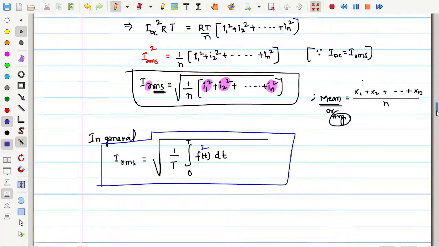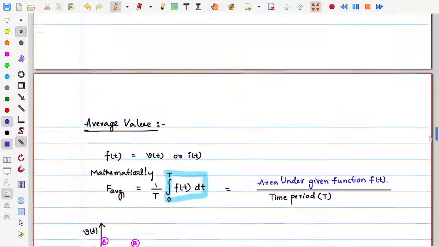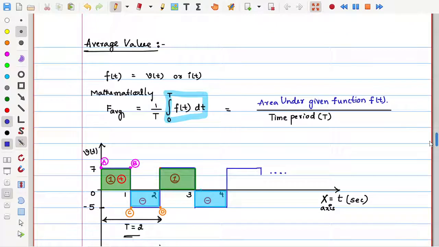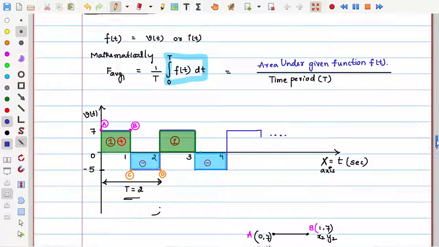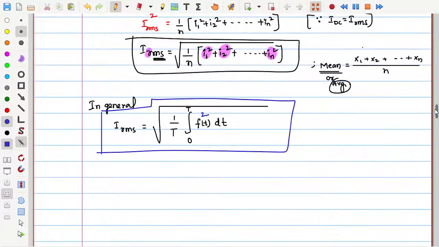Now you can quickly see some of the things we saw in the last session, about the evaluation of average values. So we can work on the problems in the same way as we did for the average values to evaluate the RMS values.